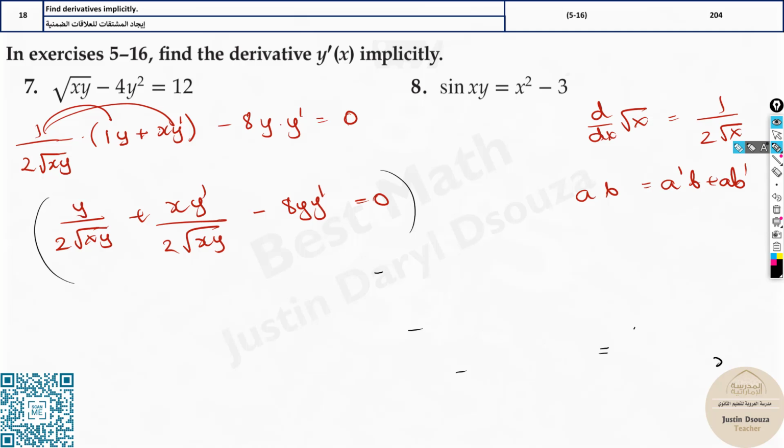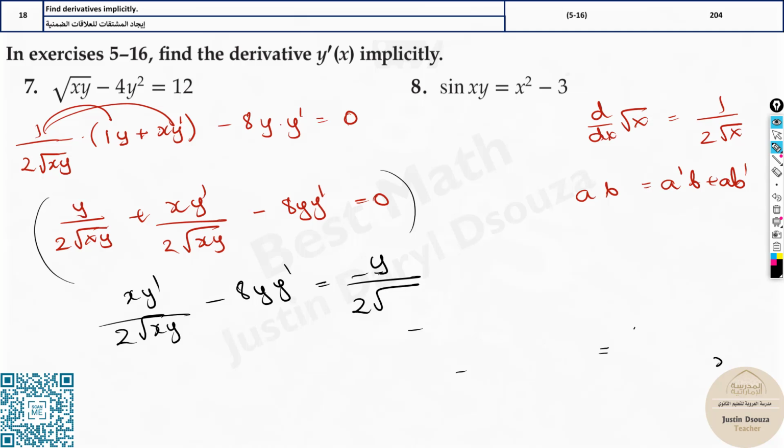Now what we do over here is just take this term to the other side directly. That will be xy prime divided by 2 square root xy remains, minus 8y y prime remains. That is equal to minus y divided by 2 square root xy. This entire term is to the other side, so we have added a minus. Is this minus for the entire term? Yes, absolutely. You can just write it over here. It's the same thing over here.